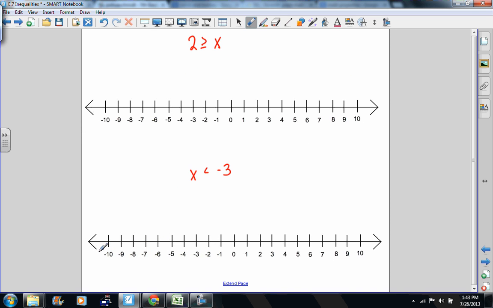Okay. I want you to try the shading on your own. So for the top, we're going to make a closed circle because we have the equal to underneath it, and the 2's are bigger, so we're going to shade left. For this one, we're going to go to -3, and because the x's are smaller once again, we're going to shade left again.